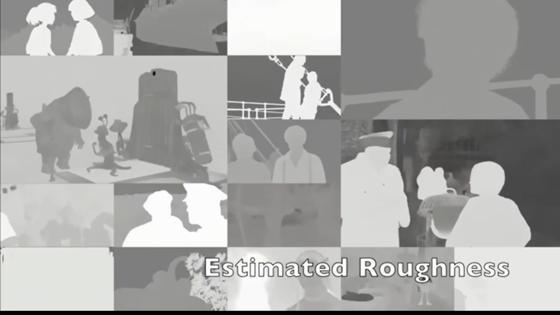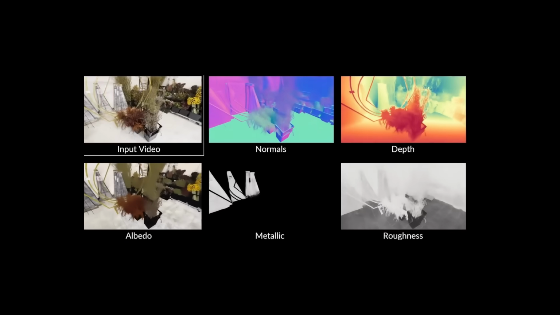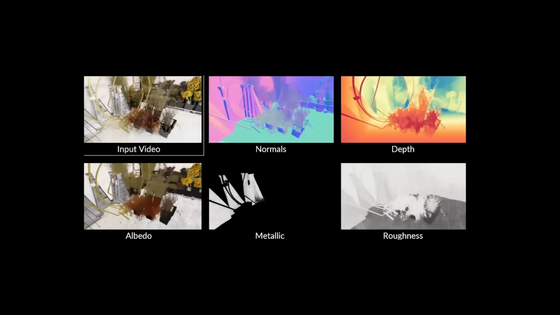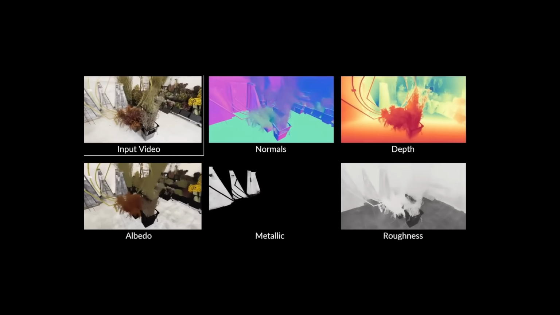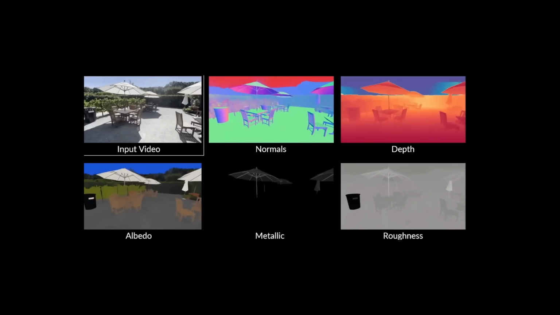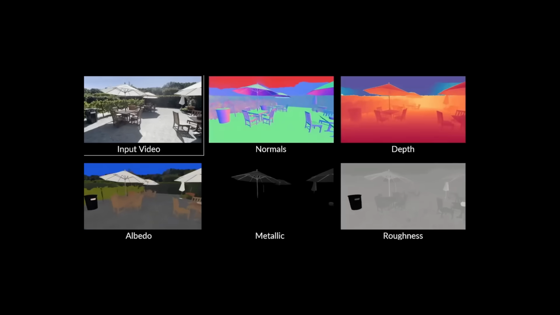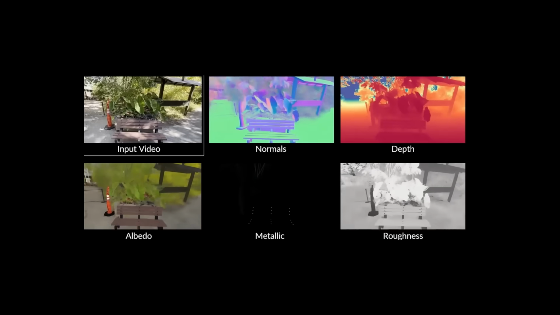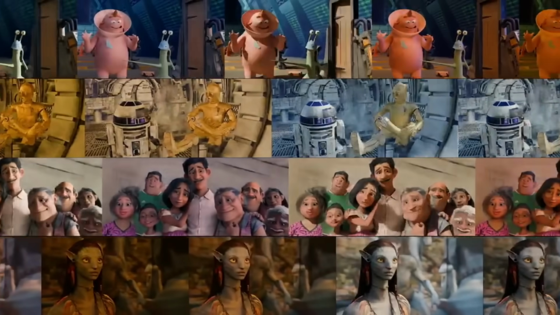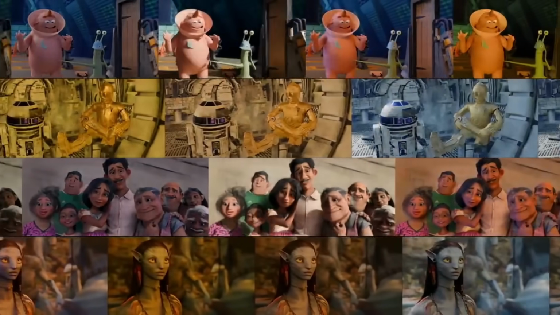So here are some more examples of this in action. You can see on the top left is the input video, and it can estimate all these properties from the video. Here's yet another example. Even though the scene is pretty complex with a lot of objects, it's able to handle this very well. Here's yet another example.